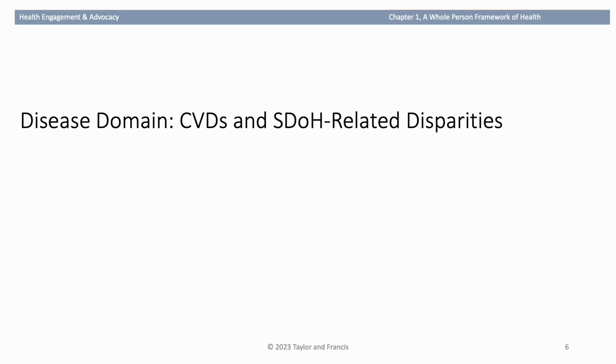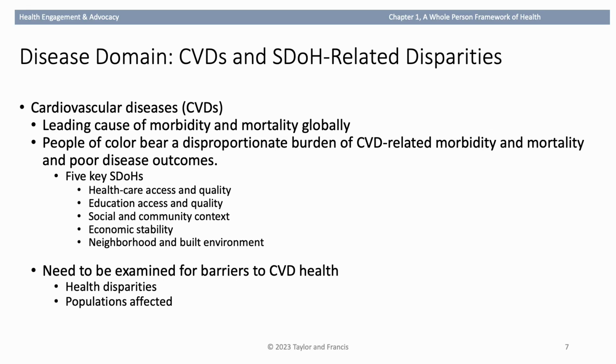The second prompt for this engagement and advocacy assignment for Chapter 1 focuses on the disease domain for cardiovascular diseases and their relationship with social determinants of health-related disparities. This slide gives you some background information on CVDs, which is cardiovascular diseases, and SDOH related disparities.